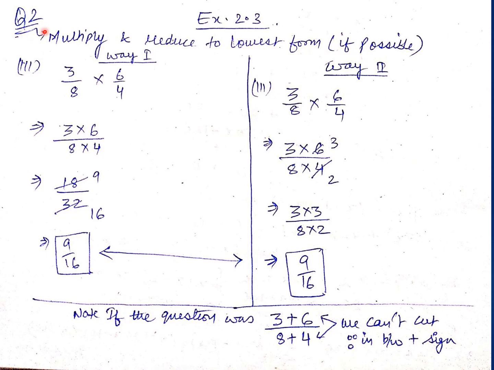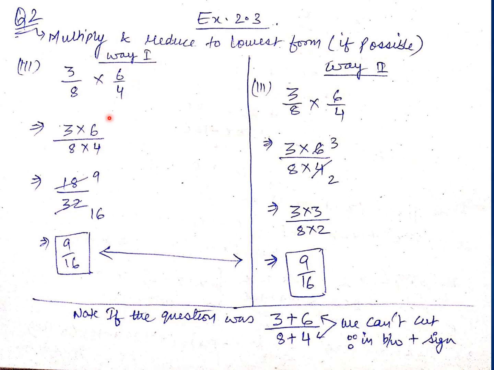Now, question number 2 is: multiply and reduce to lowest form if possible. So we have to multiply the given fractions and check whether it is the final answer or it can be reduced to some form. Let's see. The question is 3 upon 8 multiplied by 6 upon 4. There are two ways to solve the question. First we will see way 1.